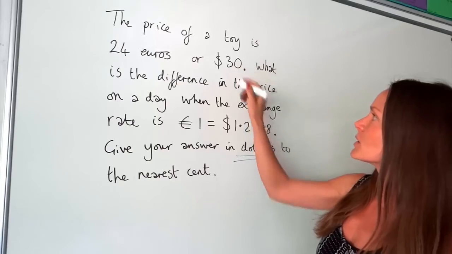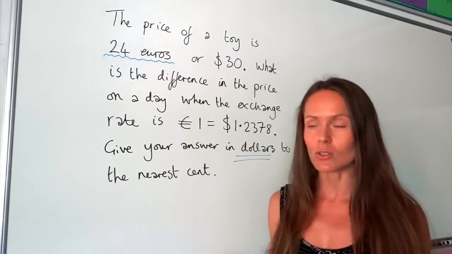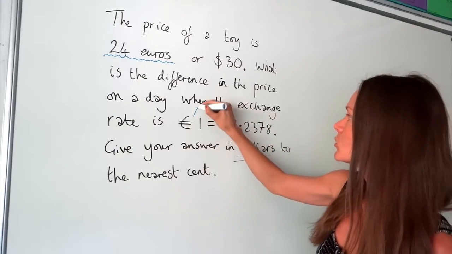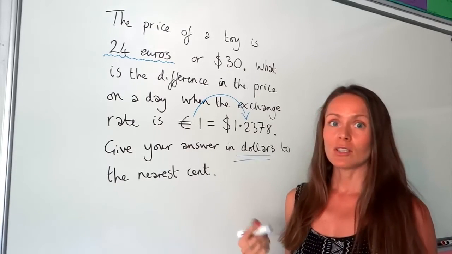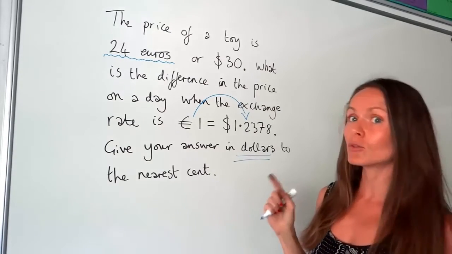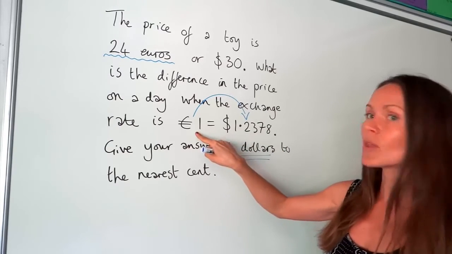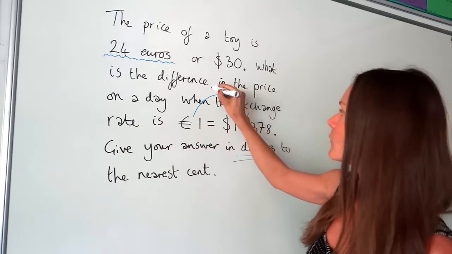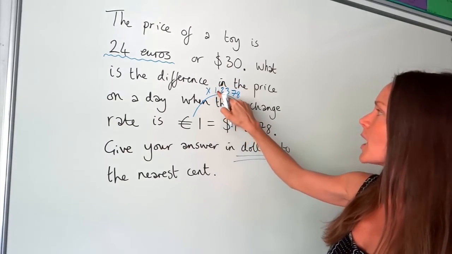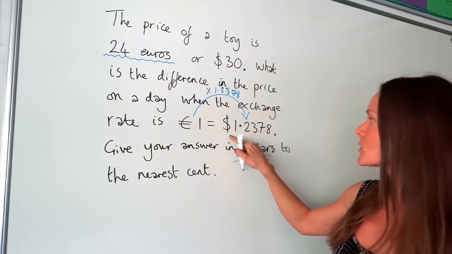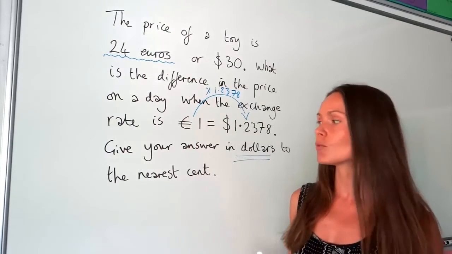Well, this one's fine, this one's already in dollars. So we need to change that €24 into dollars. So we're changing euros into dollars. Remember, to do this conversion, it's one of two. It's either multiplying or dividing by this number here, the one that's not 1. So to get from the number 1 to here, you have to multiply, because 1 multiplied by 1.2378 gives us 1.2378. So we have to do the same with our €24.